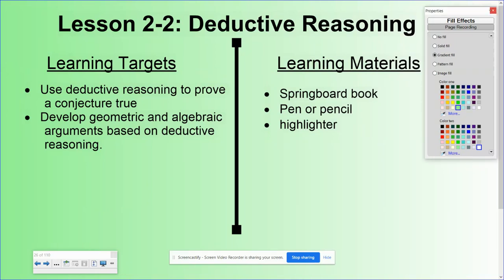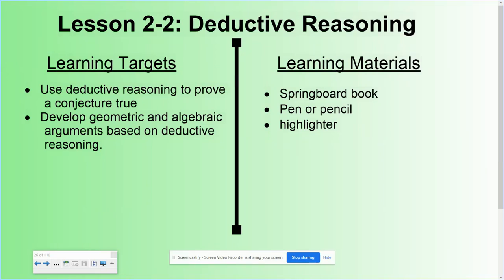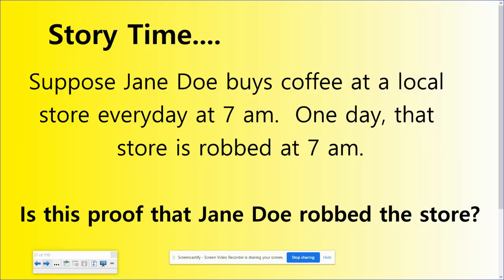All right, everybody. Today we're going to be finishing activity 2 with lesson 2-2, and we're learning about deductive reasoning today. So what you're going to need is make sure you have your Springboard book, a pen or a pencil, highlighter, and even your vocab sheet handy so you can fill in some new vocab words that we're going to learn today.